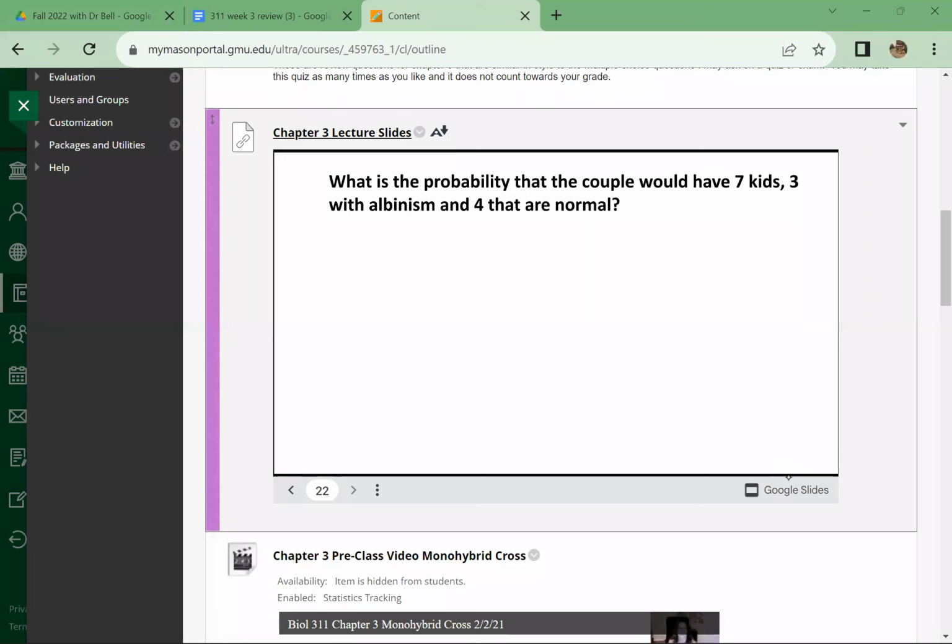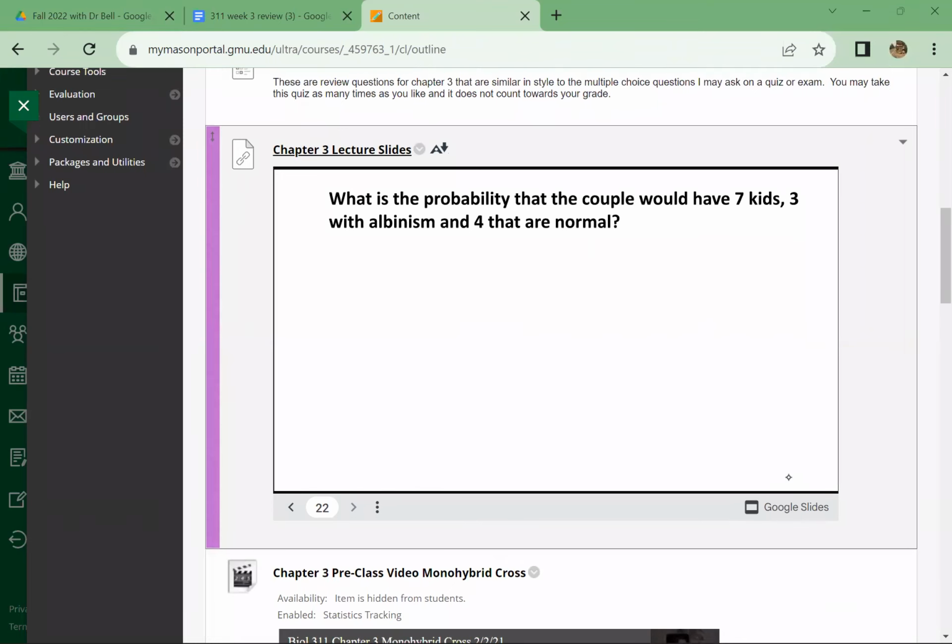Do you mean a question like this one? Yeah. Awesome. Do you want to just go through it step by step? Yeah, that'd be nice. No problem at all. Okay, so what is the probability that the couple would have 7 kids, 3 with albinism and 4 normal?